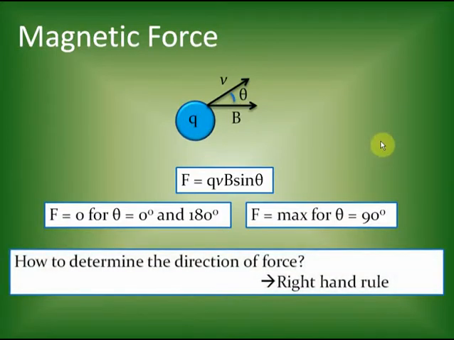Now we've got the magnitude of the magnetic force alright. But how do we determine the direction of the magnetic force? In which direction will the force act? For example, if B is in this direction and V is in this direction, will the magnetic force act in the direction of the magnetic field? Will it act perpendicular to the magnetic field? How will it act? Remember the electric force used to act in the direction of the electric field? That is not so in the case of the magnetic field.